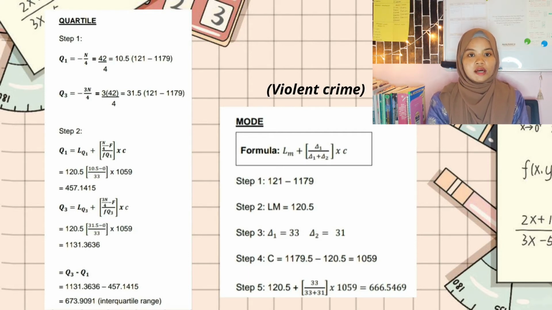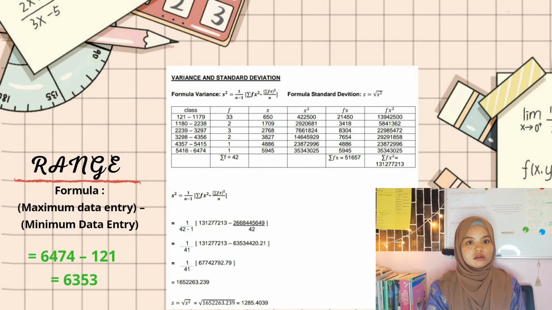Step 2: the Q1 answer is 457.1415 and the Q3 answer is 1131.3636. The last step is Q3 minus Q1, and the answer is the interquartile range. For the range, the formula is maximum data entry minus minimum data entry, and the range is 6353. Next is variance and standard deviation, SD.